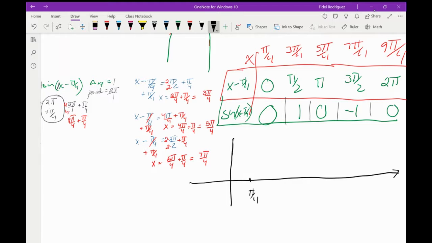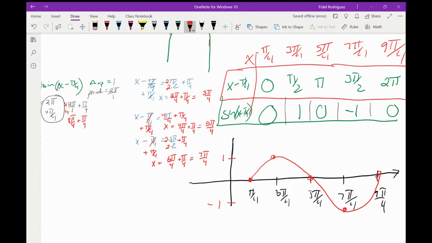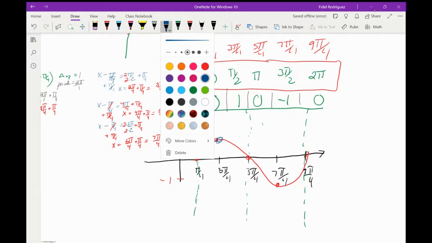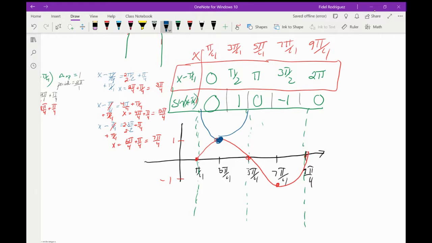We're starting at pi over 4, 3 pi over 4, 5 pi over 4, 7 pi over 4, and 9 pi over 4. And we're just fluctuating between 0 and 1. So I'm going to do this one in red. 0, let's go up to 1, 0, 1, 0, -1, 0. So there's my picture, right? And then let me do my vertical asymptotes. Okay. And then in blue, I'll just come back and do this.